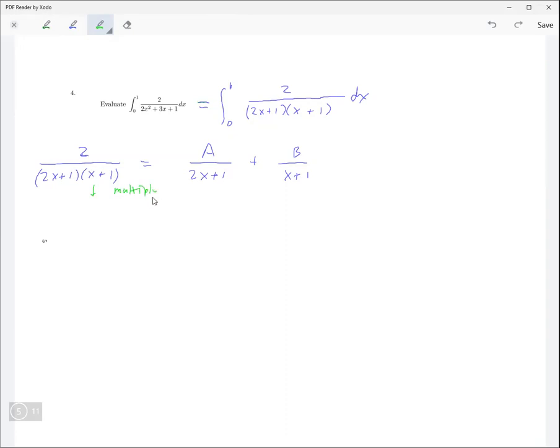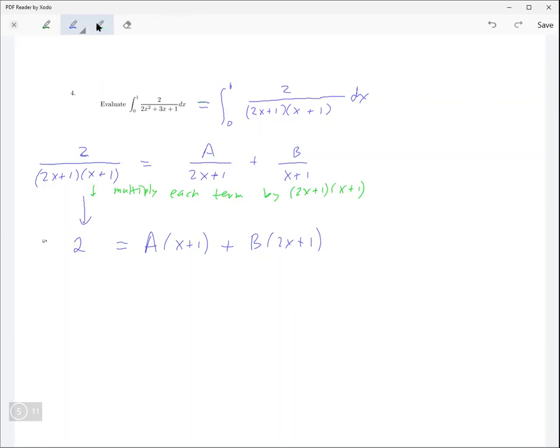So multiply each term by 2x plus 1 and x plus 1. When I do that, multiplying this by this, all of these just cancel, and you just get 2. Over here, when I multiply this by this, the 2x plus 1's cancel, and I get a times x plus 1. And this one, the x plus 1's cancel, and I get b times 2x plus 1.